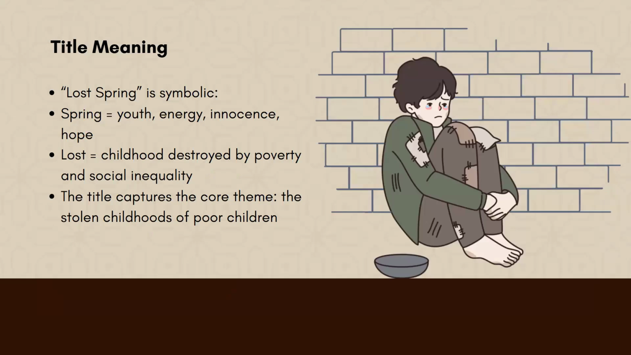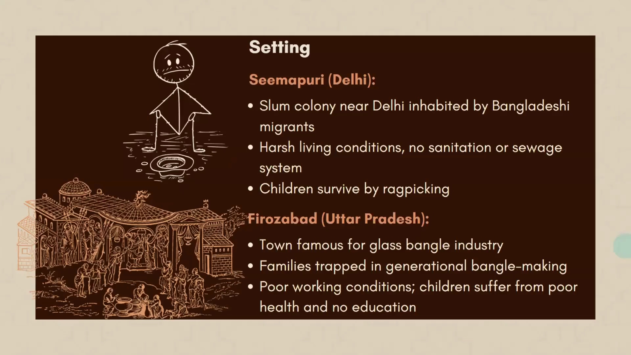Why? Because spring here represents childhood, hope, and innocence, while lost reflects how poverty and social injustice steal these joys away from children. It perfectly captures the emotional core of the story.